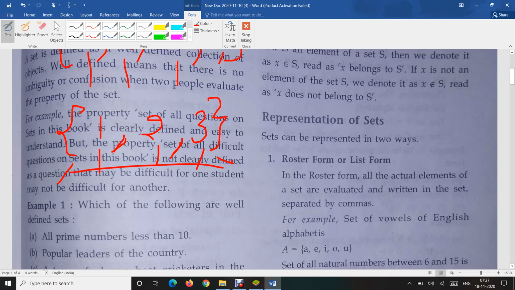The second one is set builder form. Suppose we have {1, 2, 3}. How can we write this roster form in the set builder form? We can write it starting with the curly bracket. We write set of all x, where this x is called all x. Now we have these two dots, the colon, which is called "such that".